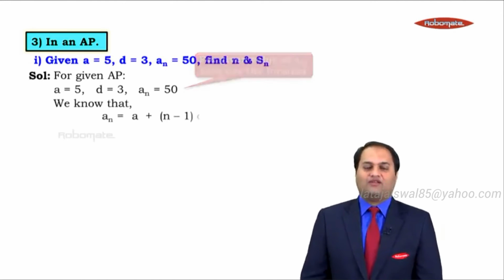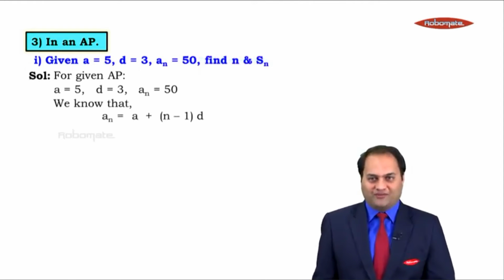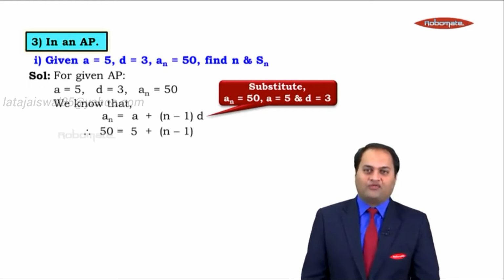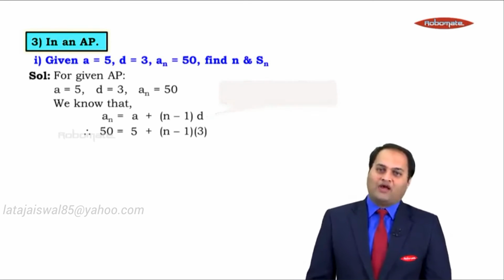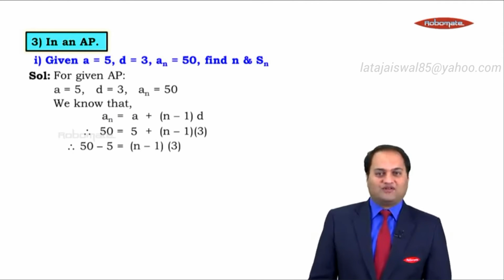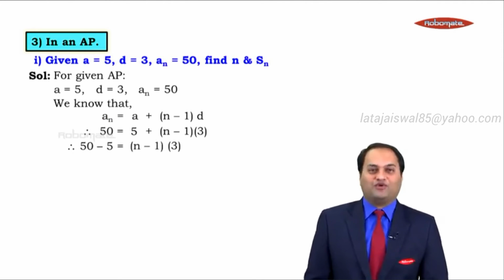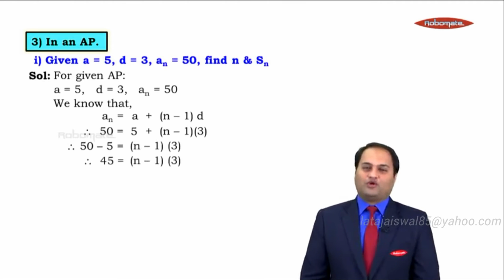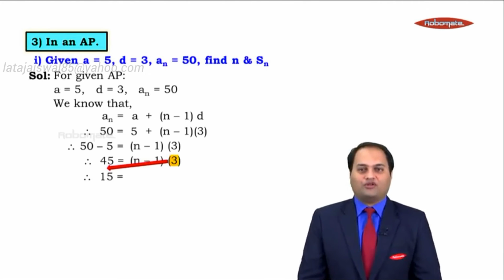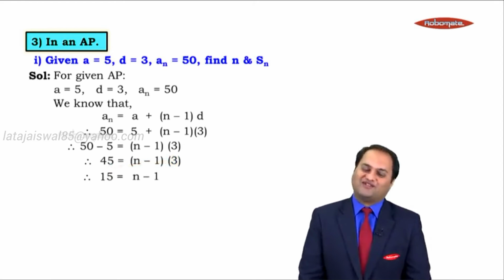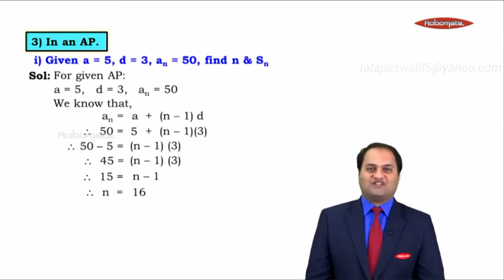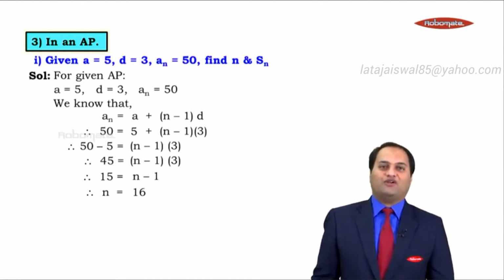We know that An is equal to A plus N minus 1 into D. In the place of An, let us substitute 50. In the place of A, we substitute 5. N is N because we are supposed to find it, and D is 3. 5 goes to the other side, you get 50 minus 5, which is 45, is equal to N minus 1 into 3. You can take this 3 to the other side. You get 45 upon 3, which is 15, is equal to N minus 1. Minus 1 goes to the other side, you get N is equal to 15 plus 1, which is 16. That's the first part, we got the value of N.